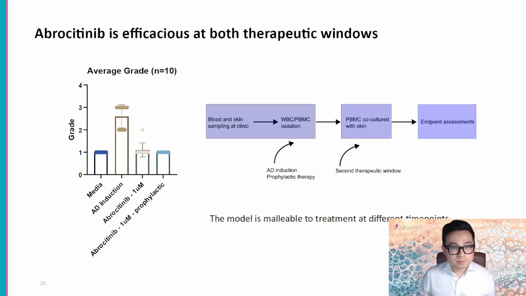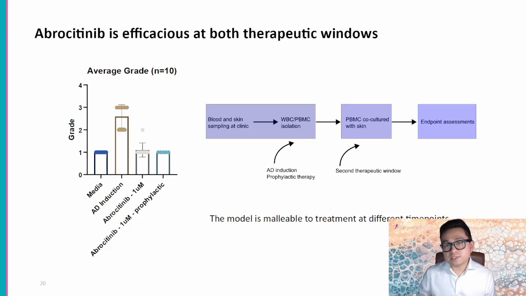Next, we test abrocitinib at 2 therapeutic windows. In the media control, we see grade 1s for 10 donors. With AD induction, we see an average of grade 2.5 over 10 donors. With abro at the primary therapeutic window, we see a decrease back to grade 1. And when we apply prophylactically as well, abro reduces damage back to grade 1.